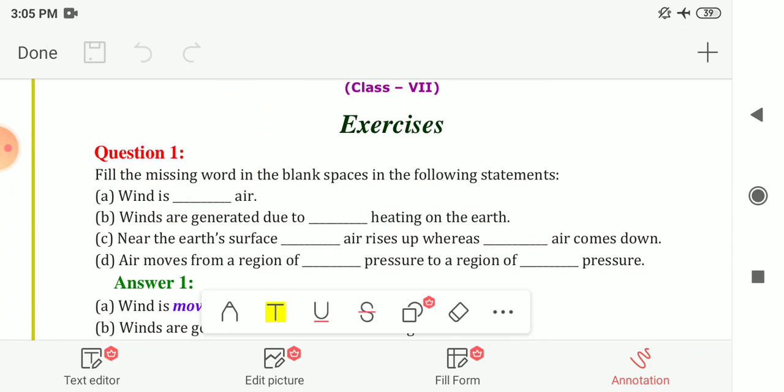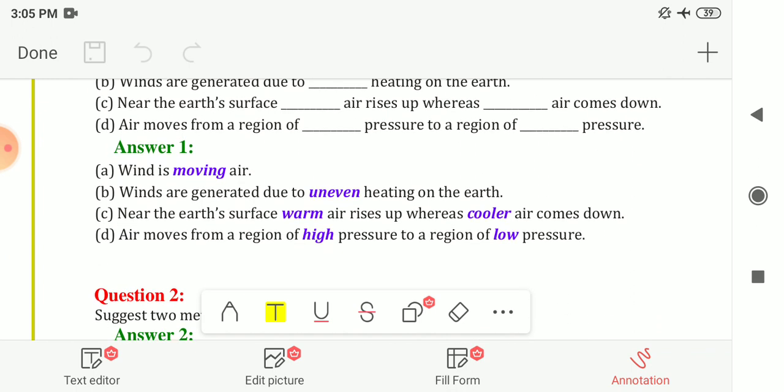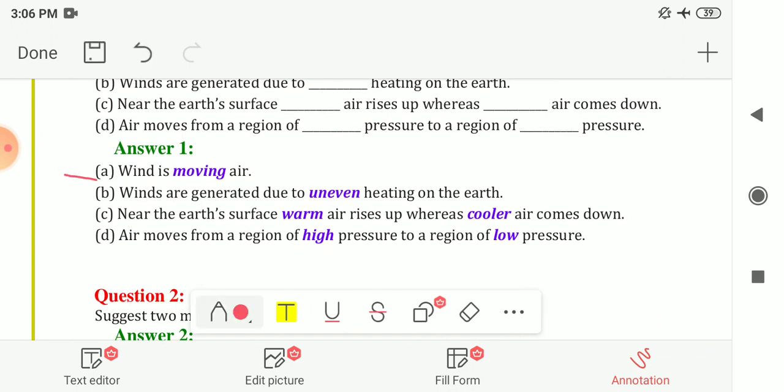The first question is, fill in the missing words in the blank spaces in the following statements. The first blank is: wind is blank air. So wind is moving air, so your answer is moving. Next is: winds are generated due to blank heating on the earth. So winds are generated due to unequal or uneven heating on the earth.